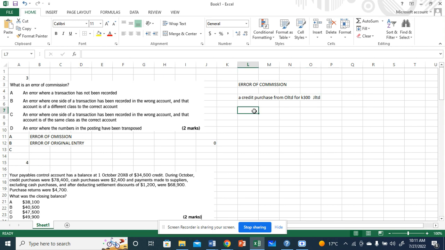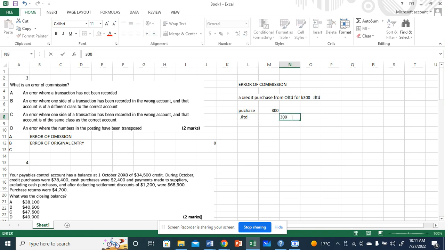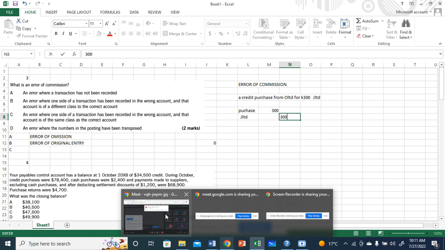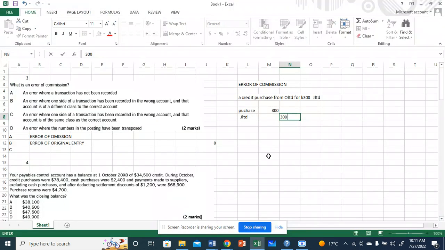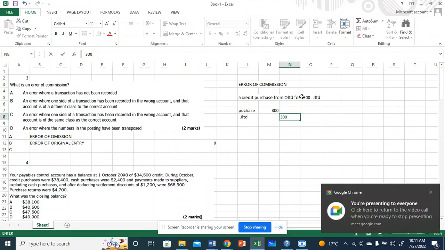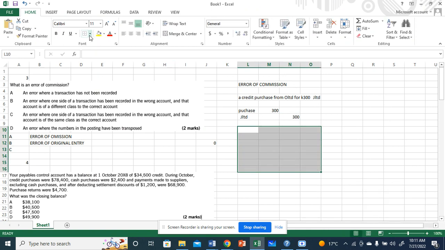So in an error of commission, what you would have done is debit the purchase account 300. And instead of crediting O Limited, you credit J Limited 300. So how do you correct this error? You would have to remove the amount from J Limited's account and take it to O Limited.